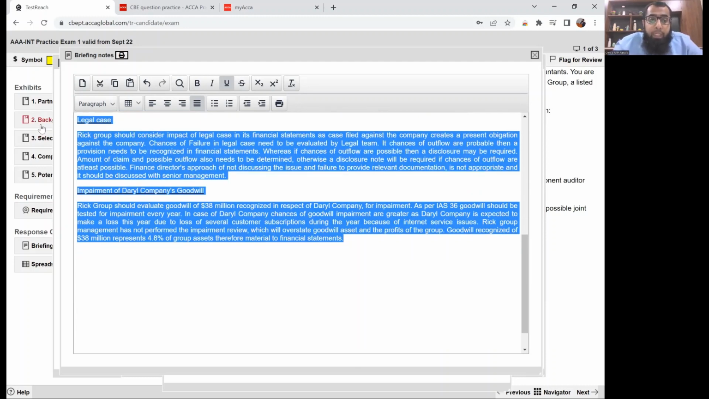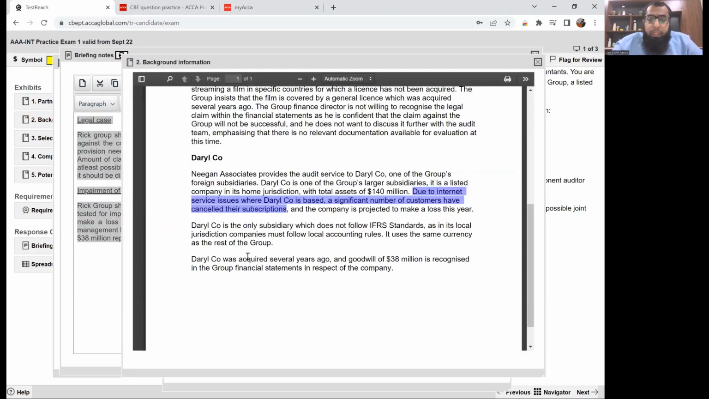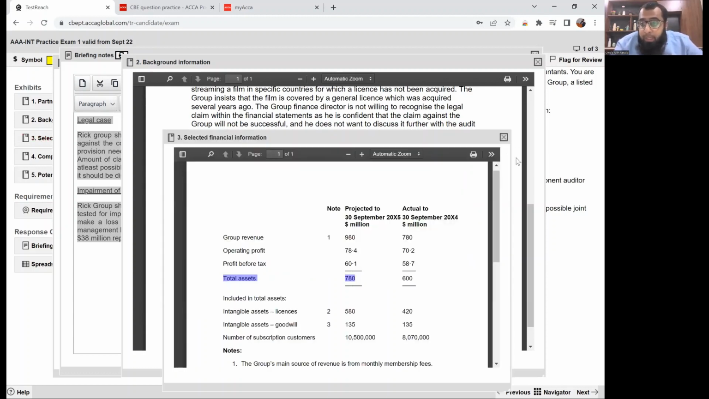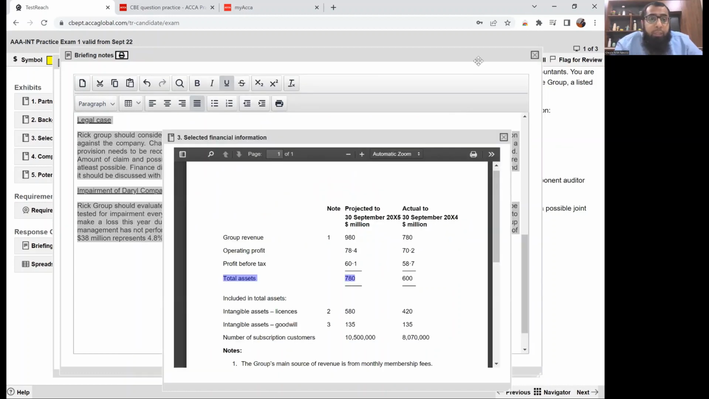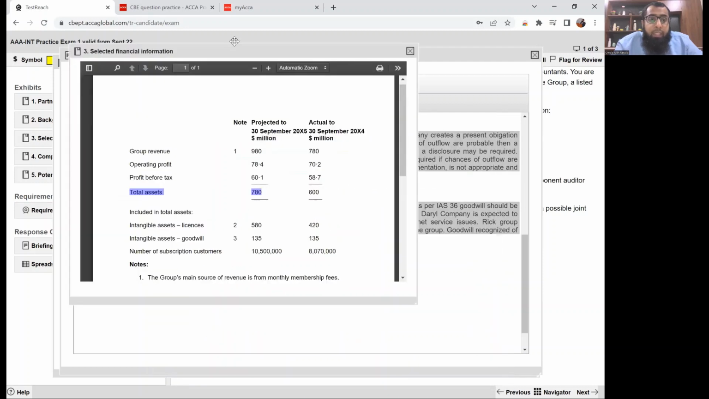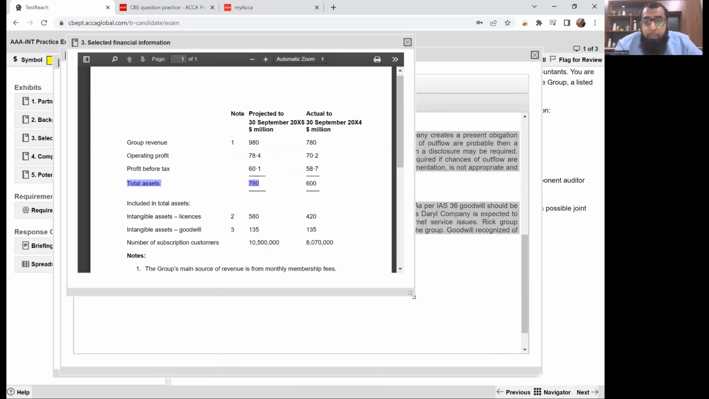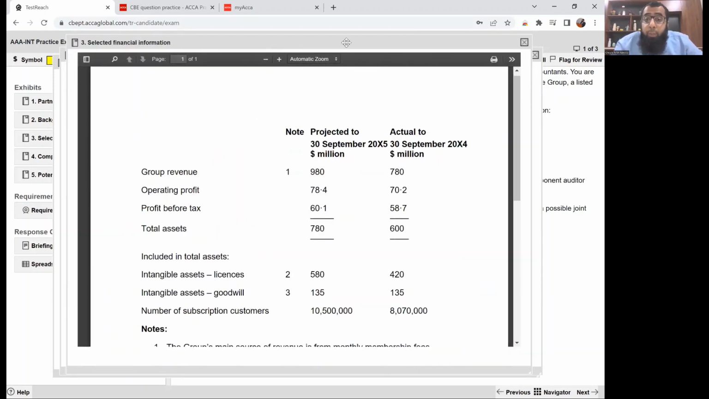Okay, let's move forward. Darrell Company was acquired several years ago and goodwill of $38 million is recognized in the group financial statements in respect of the company. Let's move to the next exhibit if there is no other information. Okay, yes, there is no further information. Now here it's selected information, exhibit 3. Let's look at it.